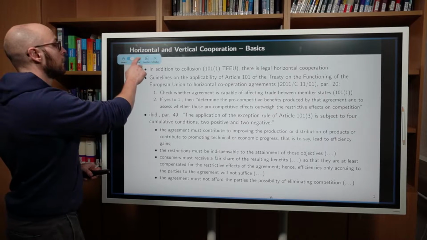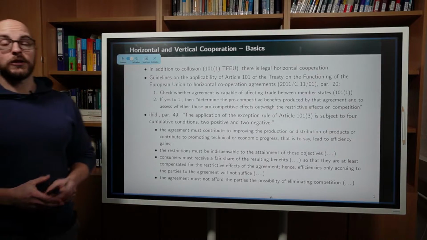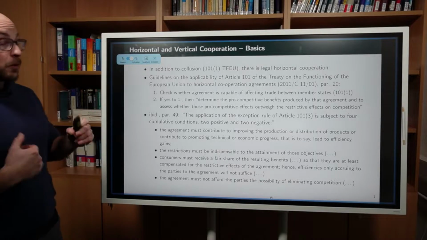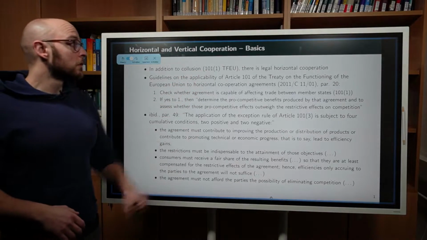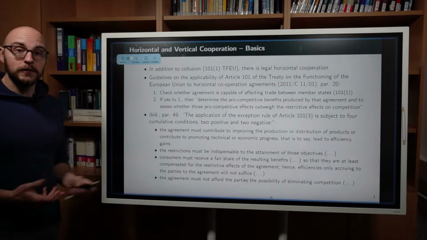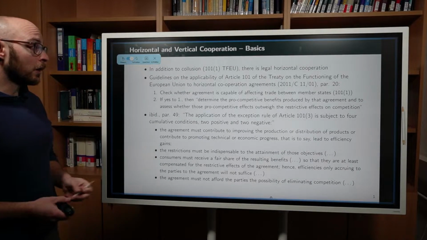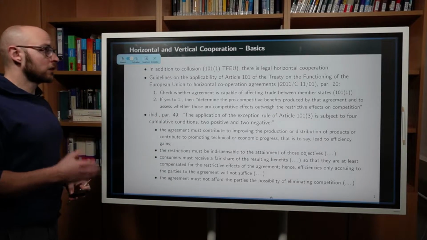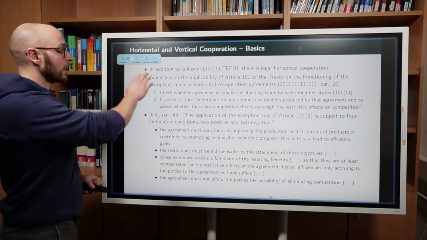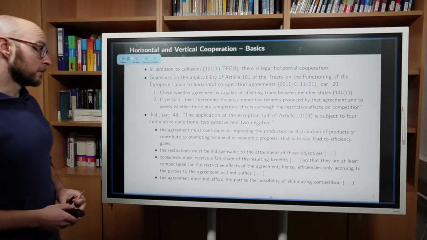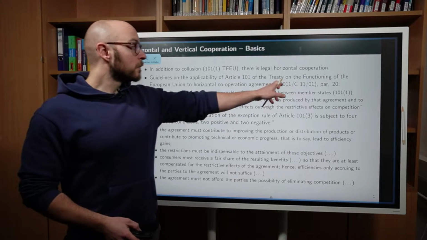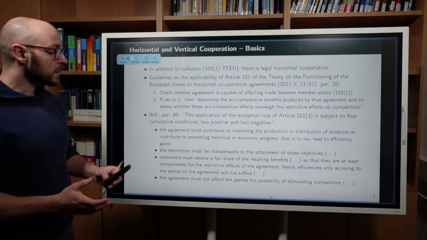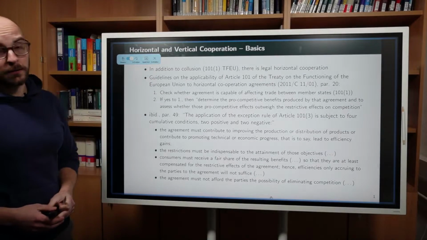Okay, horizontal and vertical cooperation, what is it? Well, last time we've been talking about collusion. This is 101.1 and it's basically illegal in the European Union. However, there are types of legal horizontal cooperations, and if you want to know more, we have to look at the guidelines provided by the European Commission. And if you want to find them, just Google 2011 C1101 and you will find these guidelines.